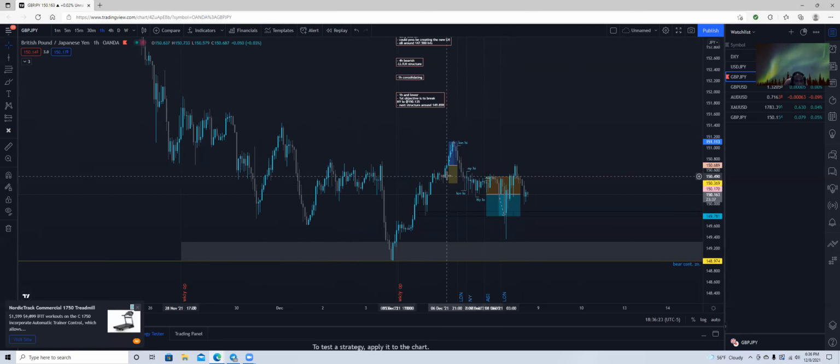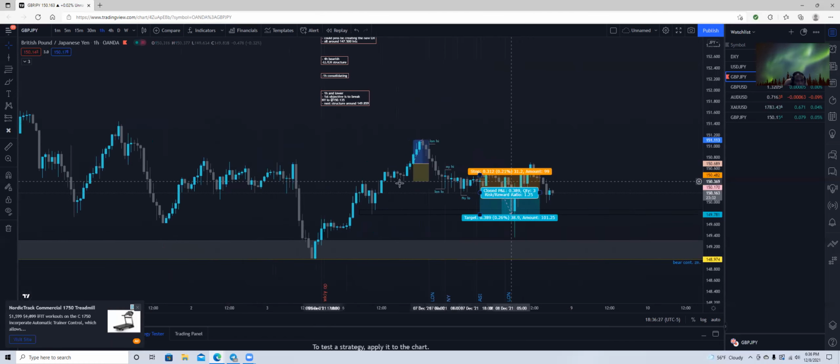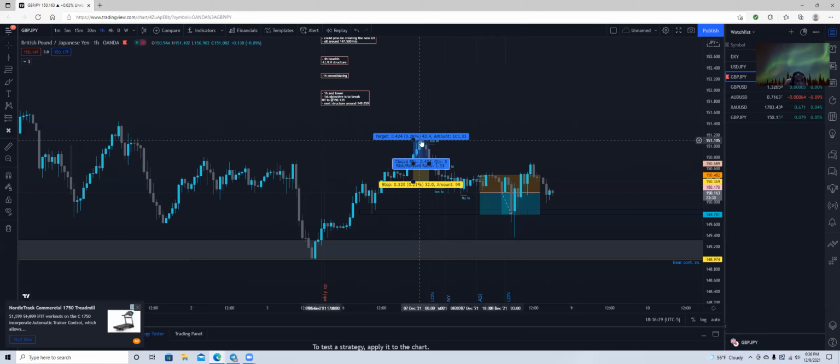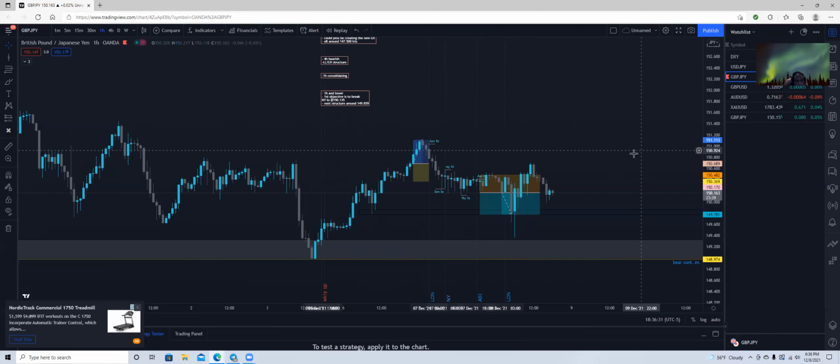A little bit more than a 1-to-1, 1.3 on the ratio. But yeah, no drawdown on this one as well. Straight TP action. Last night, what did I see?